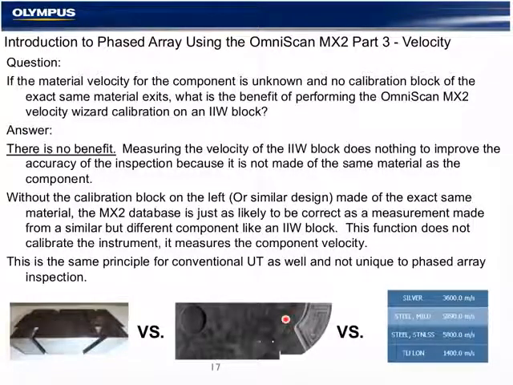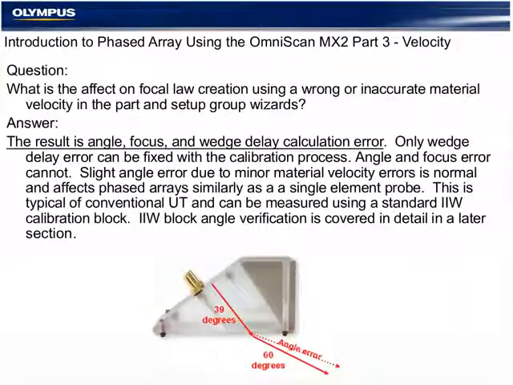What is the effect on focal law creation of using wrong or inaccurate material velocity in the wizards? The answer is angle, focus, wedge delay, and calculation error. Of all of those, only the wedge delay can be corrected in the calibration wizards. Often, they make a correction to this wedge delay to fix an angle error, but as the hole or calibration target above or below it is visualized, you'll see the inaccuracy.